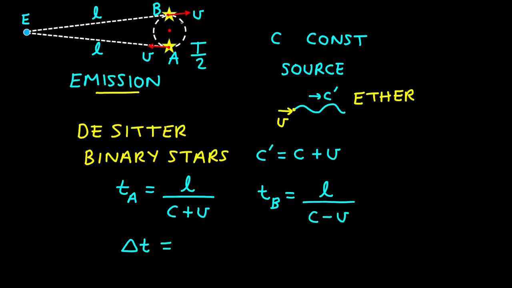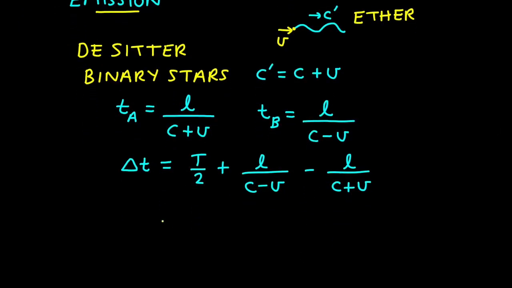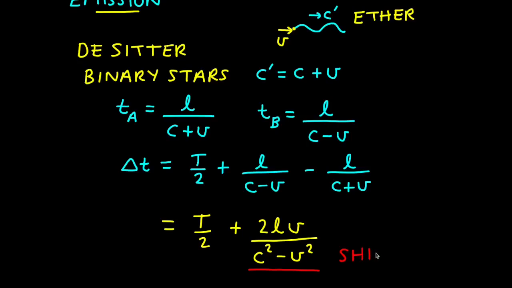is equal to the time taken for the star to travel to position B, which is half the period of the orbit, plus the time taken for the light to travel to the Earth from this position, which is tb, and minus the time taken for the light to travel from position A to the Earth, which is ta. So doing a bit of algebra, we get T/2 plus 2 times the distance to the Earth times the speed of the source over c squared minus v squared. This term here is called the shift in the observed time due to the star's motion.